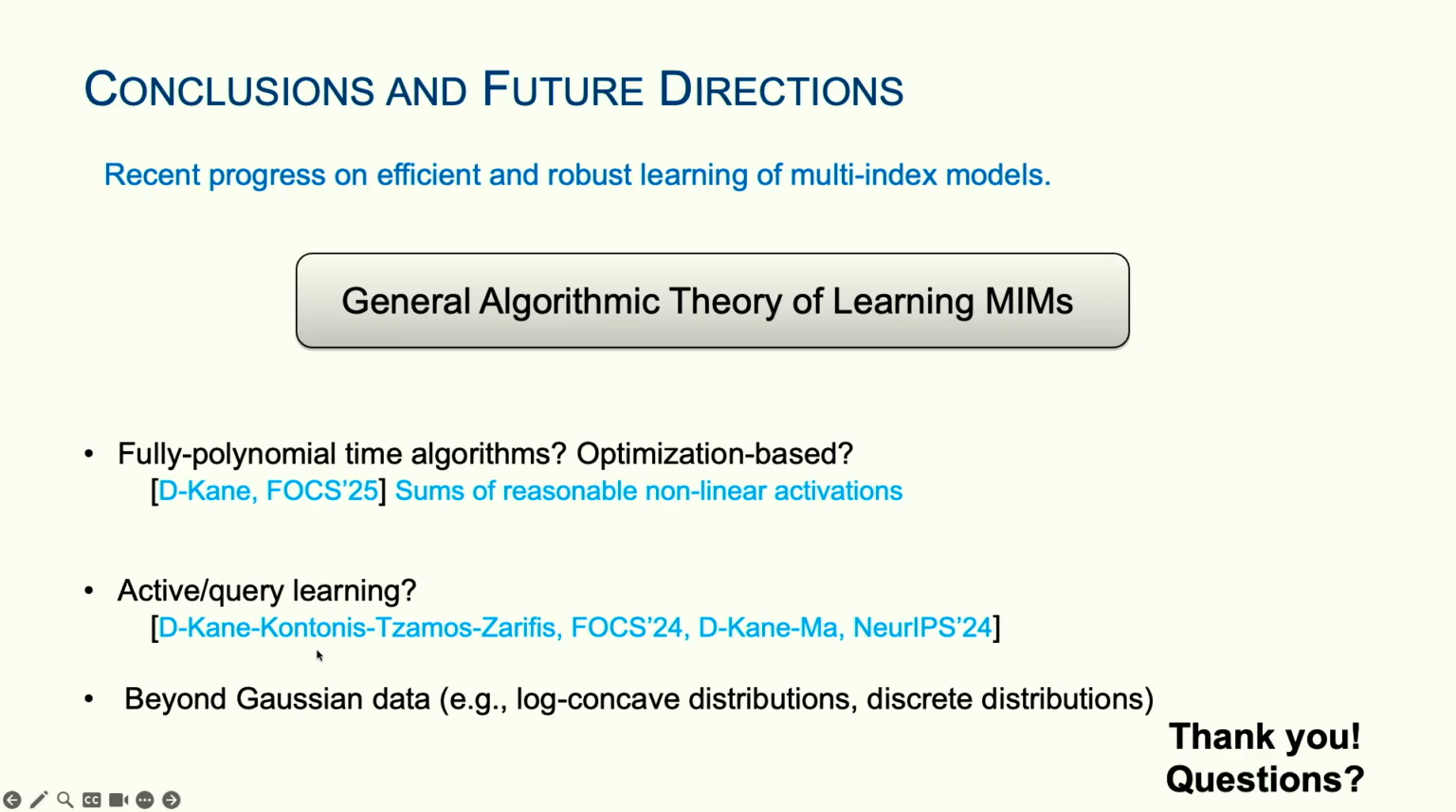We can look at settings where we have stronger access to the data, like the active model or query learning, and there are actually separations. We can do better in terms of complexity for multi-index models. And of course, this Gaussian assumption is quite restrictive and is used as a modeling assumption. We don't necessarily believe that data is going to be Gaussian. If you move to discrete distributions, none of the things that we're using is actually true, and we need new ideas. But even for a single half space, we don't know how to do this properly. So I'm going to take questions if there are any.